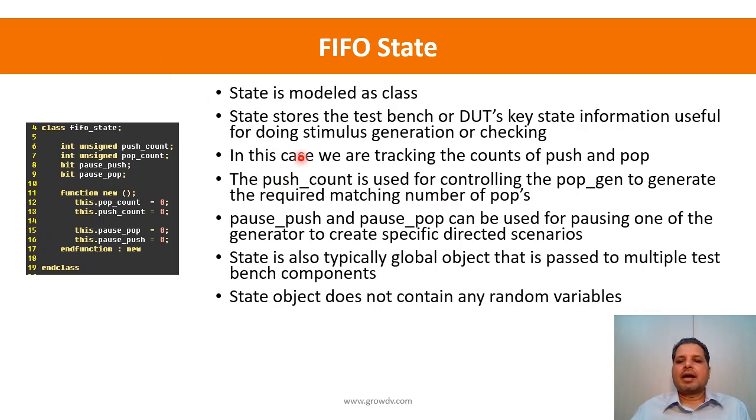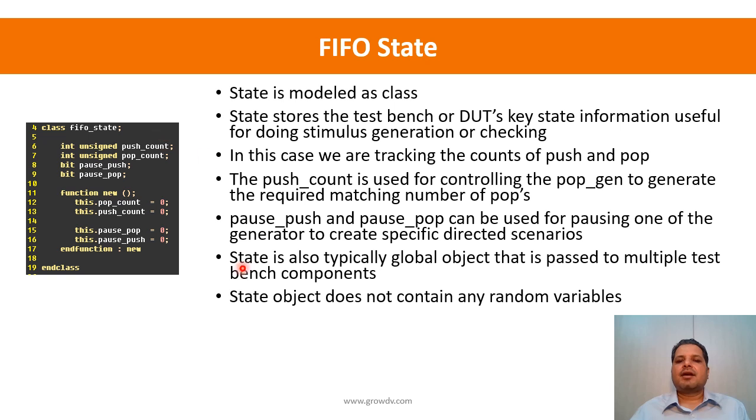So we are looking at different object types that we are using in this particular test bench. We have looked at the FIFO transaction, which contained random variables that get randomized multiple times per operation, and we looked at the configuration object. The configuration was a global object that contained random variables that were randomized only once. Now we look at the FIFO state. So the FIFO state is also modeled as a class, right?